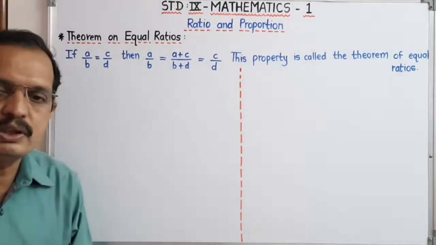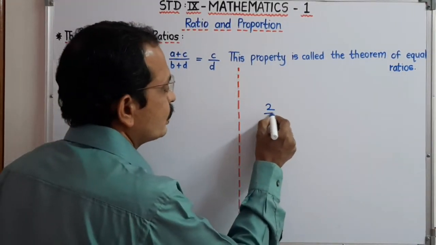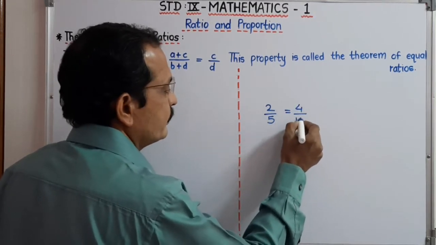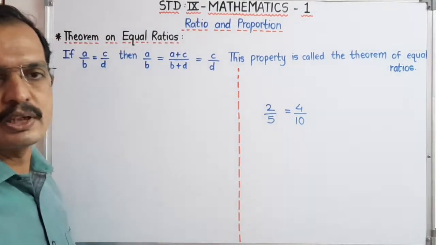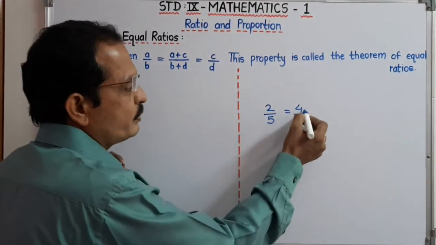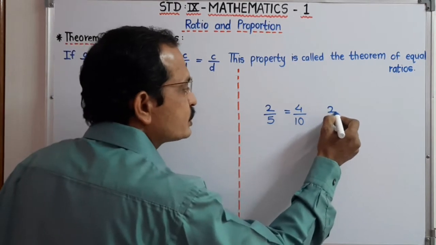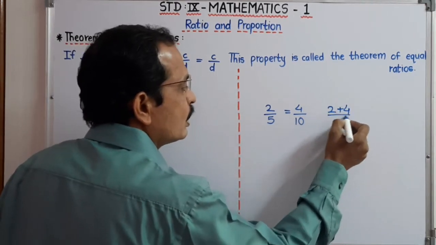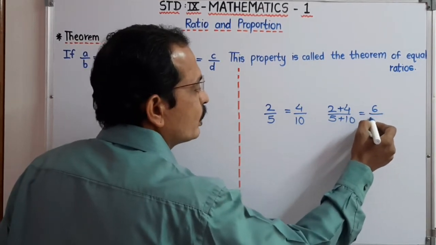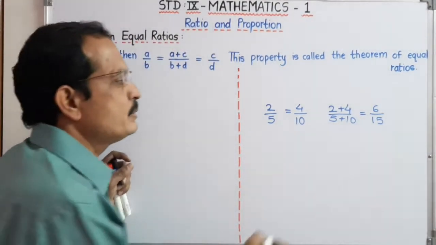Just by giving one example, we can see that 2 upon 5 is equal to 4 upon 10. That means these two ratios are equal. Then if we do the addition, that is (2 plus 4) upon (5 plus 10), we get 6 upon 15. Got it? Now, dear student, can we simplify this?